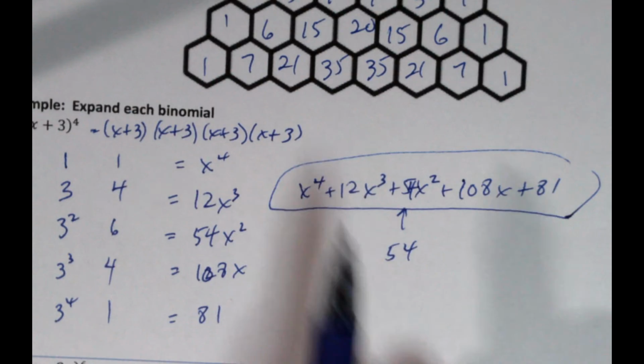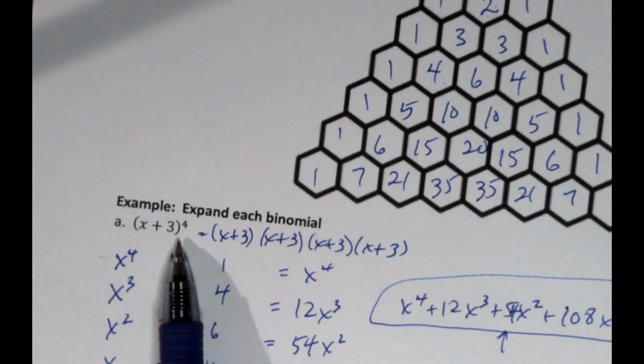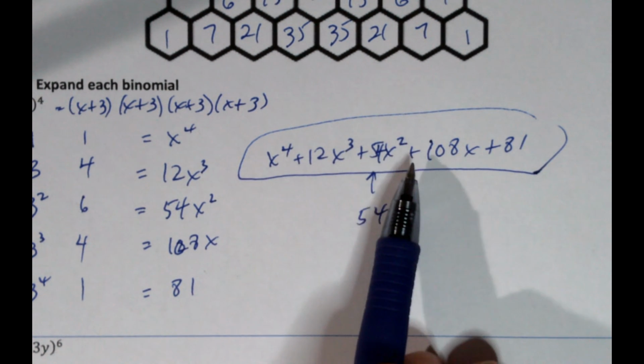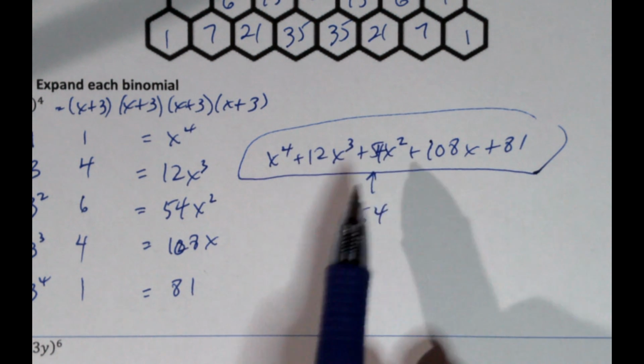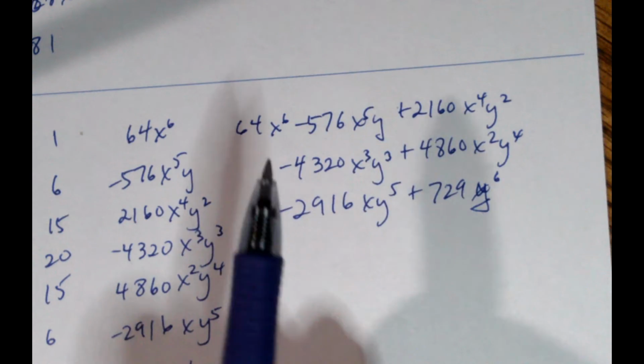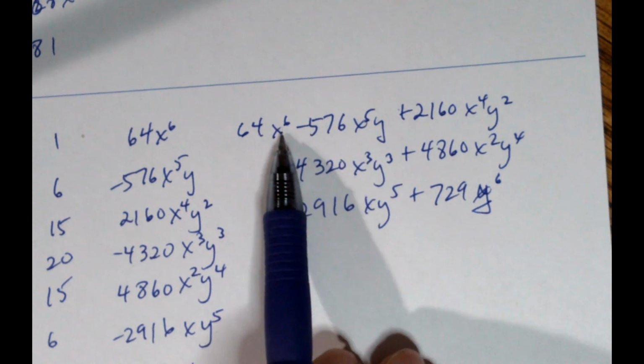Again, here, the highest exponent is 4. So the sum of the exponents are 4, 3. Oh, I guess you can't see that here, huh? So never mind. All right. So when you have two variables, that works.